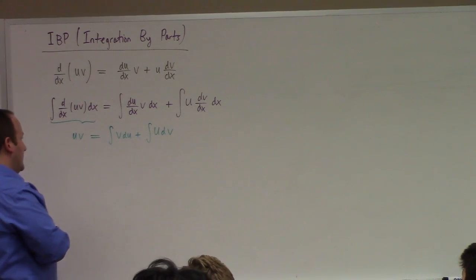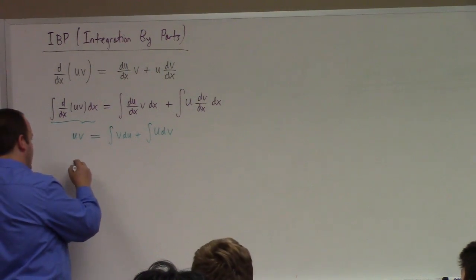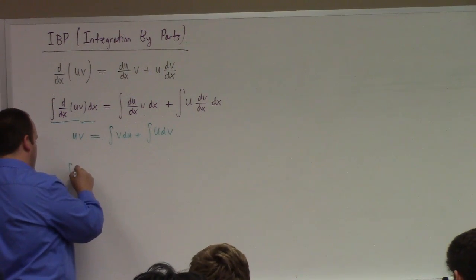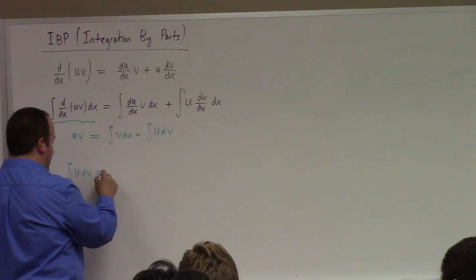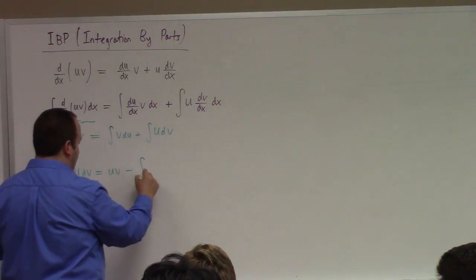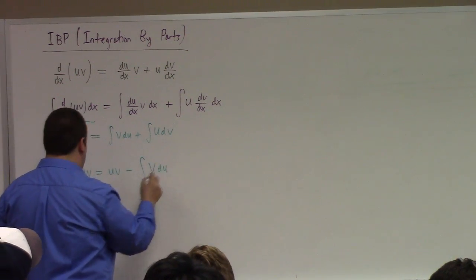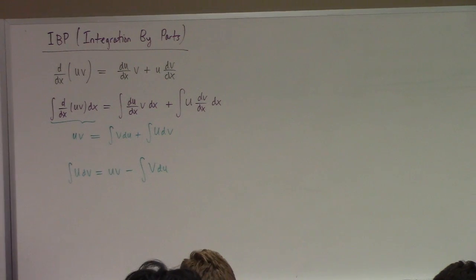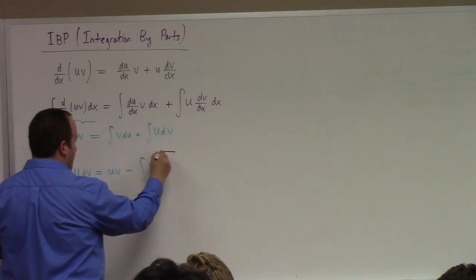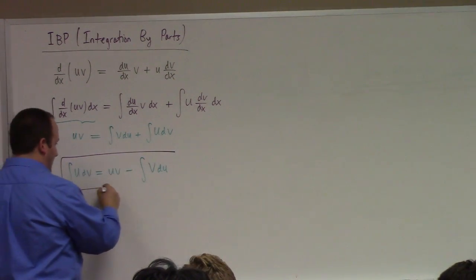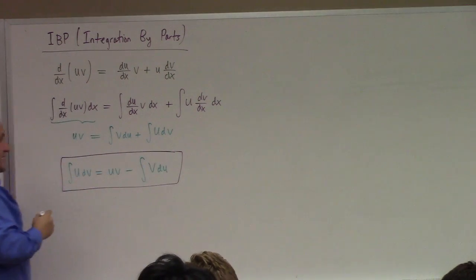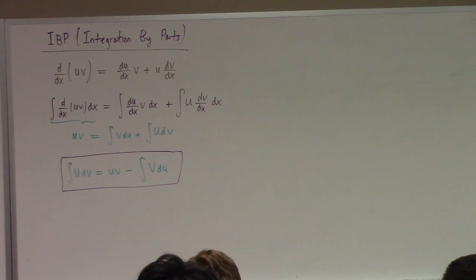Now, traditionally, what we do is we say the integral of u dv is equal to uv minus the integral of v du. And so, at least in American standard calculus, it is a matter of tradition to use these letters in these ways. And there it is. This is the integration by parts formula.